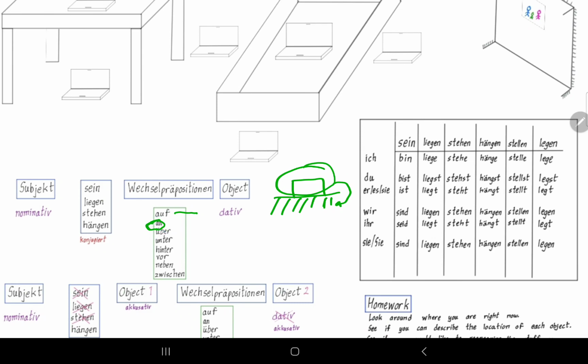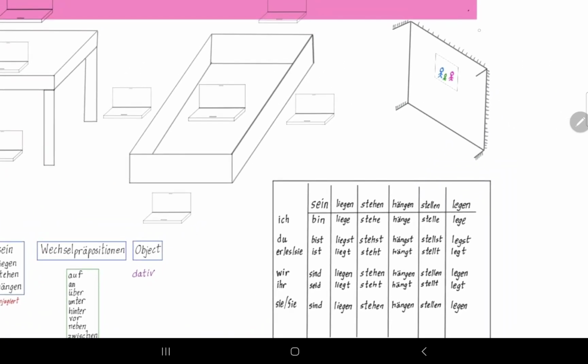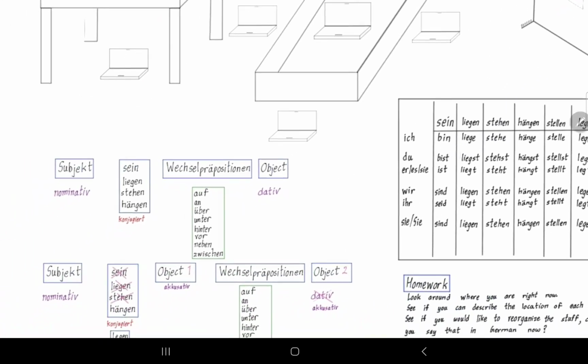Then you have an. An is also on, but if you want a technical explanation, the surface on which it is lying or is placed is vertical. That is why in the example over here I say it is on, because the surface is vertical. If this photo was lying on the ground, then it would be auf and not an. Then you have über.